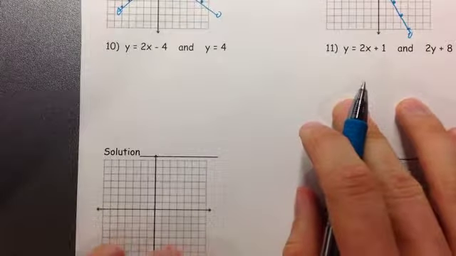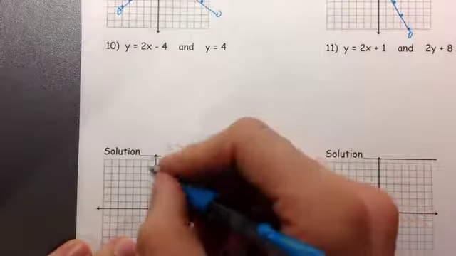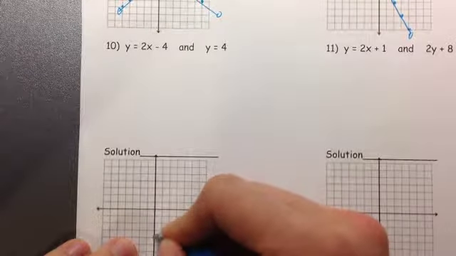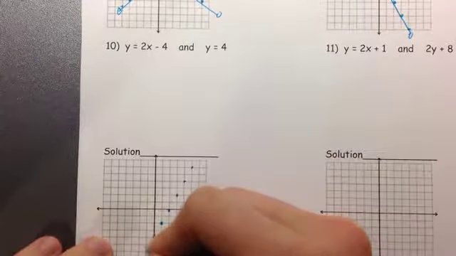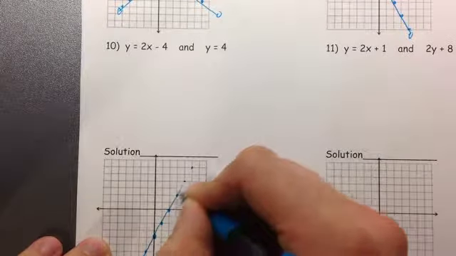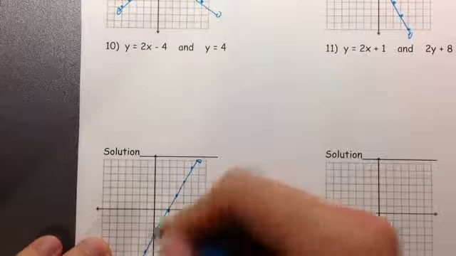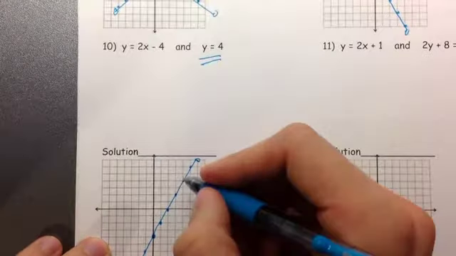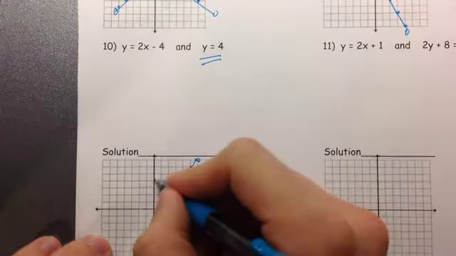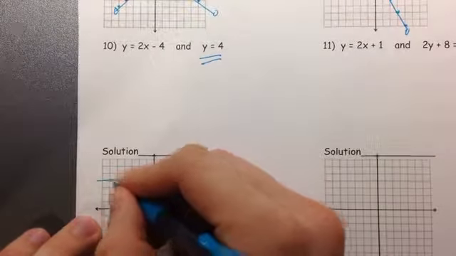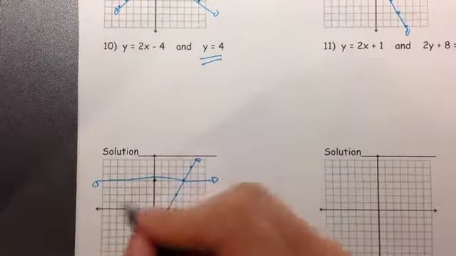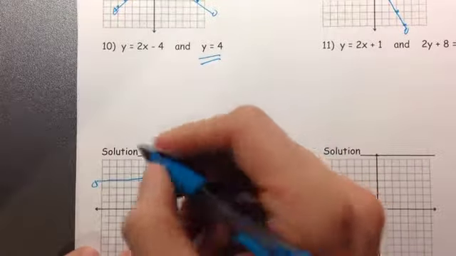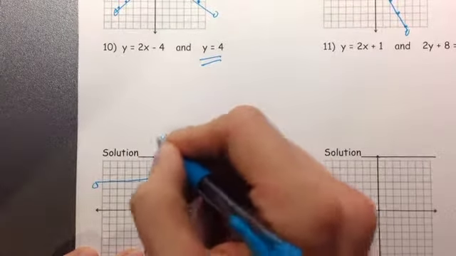Moving onward to number 10, I've got y equal 2x minus 4. Negative 4 is my starting point. 2 is my slope. Get some of these points. I'm going to go down one touch. That's my first line, y equals 2x minus 4. Y equal positive 4 is going to be my other line. I've got that dot at 4. It'll be a horizontal line. 4, 4 is going to be my intersection.